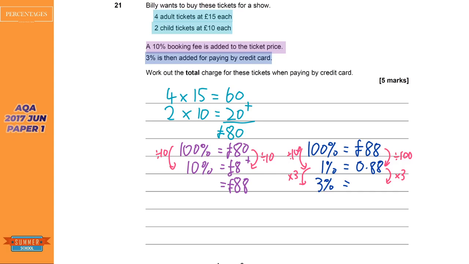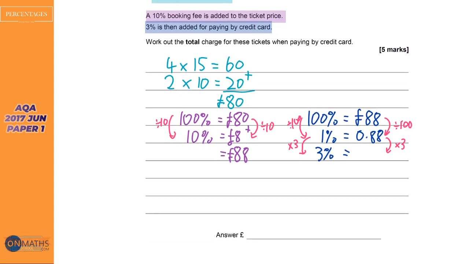Now, most of us won't be able to do this in our head, so I'm going to convert the 0.88 pounds into pence, so I can times it easier, and we're going to do 88 times 3. We use the formal method, so 3 times 8 is 24, 3 times 8 is 24, add the 2 would be 26, so that would be £2.64 if I convert it back into pounds. And so 3% is 2.64 pounds, and we need to add it on.